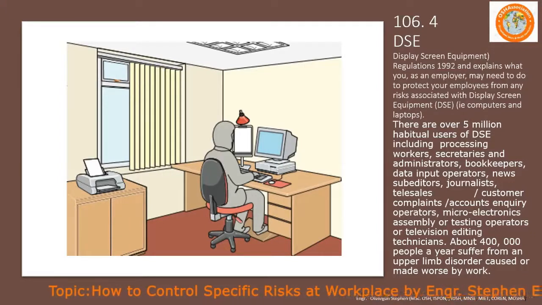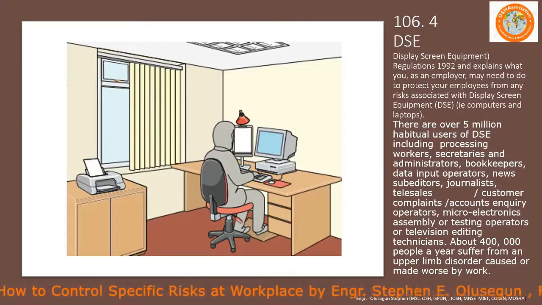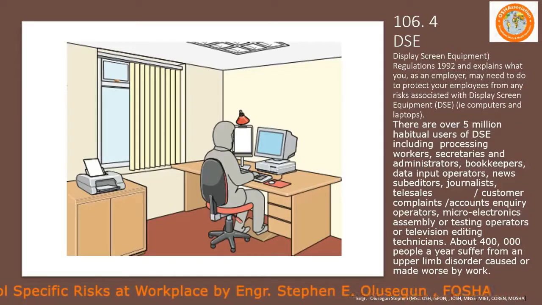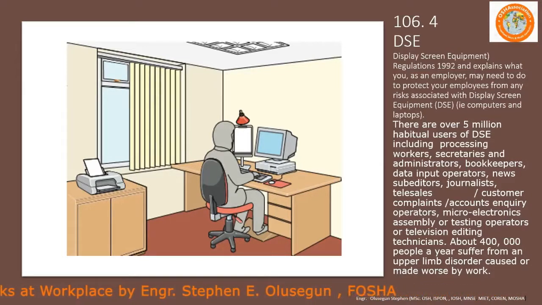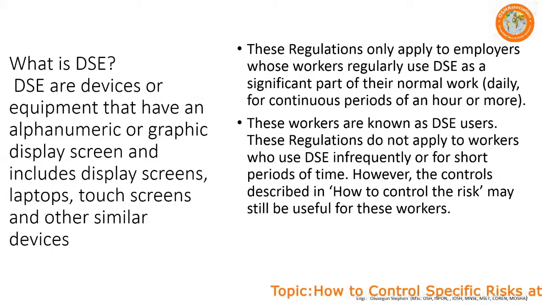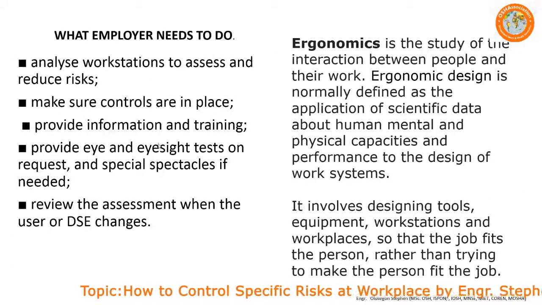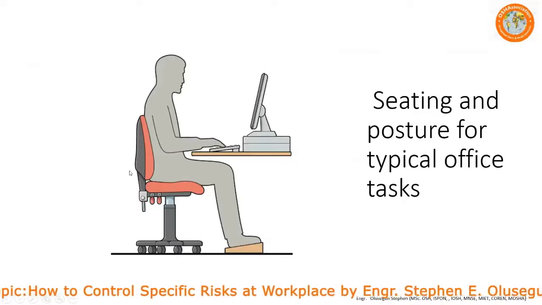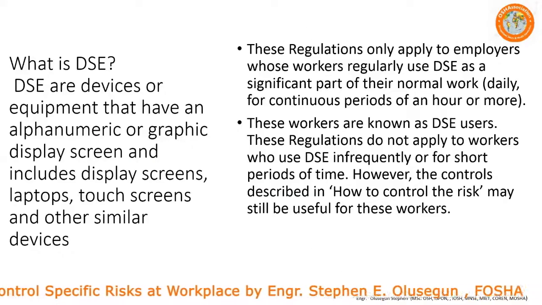Even these days, in the era of television and phones, everybody has become a DSE user. Some people will stay on their phone even when they are still in bed. When you look at the screen time of some people, it is more or less 17 or 18 hours within 24 hours. That is very dangerous. What is DSE? DSE is a device or equipment that has an alphanumeric or graphic display screen, and includes display screens, laptops, touch screens, and other similar devices. And I think most of the time now, our phone has all of these.